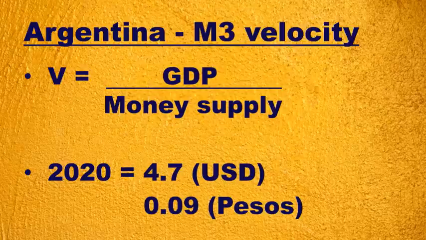And it's interesting because I got two completely different values here. Am I doing something wrong? I don't know. If anyone's got an answer for this, but these are very, very different values for velocity. 4.7 is considered high and 0.09 is considered very low. So which is it? Which is the correct answer? I've actually got no idea.